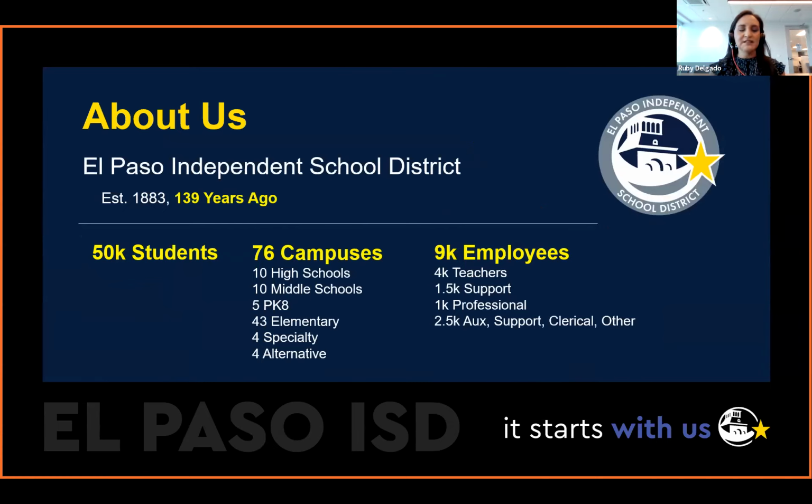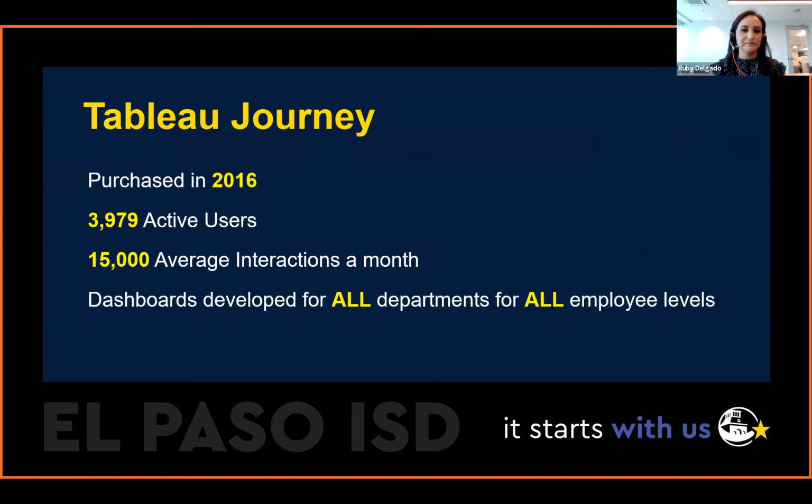A little bit about us. We were established in 1883, 139 years ago. We're averaging about 50,000 students. We have 76 campuses, and down below you'll see the different campus types within that 76. We average about 9,000 employees, of which 4,000 are teachers.